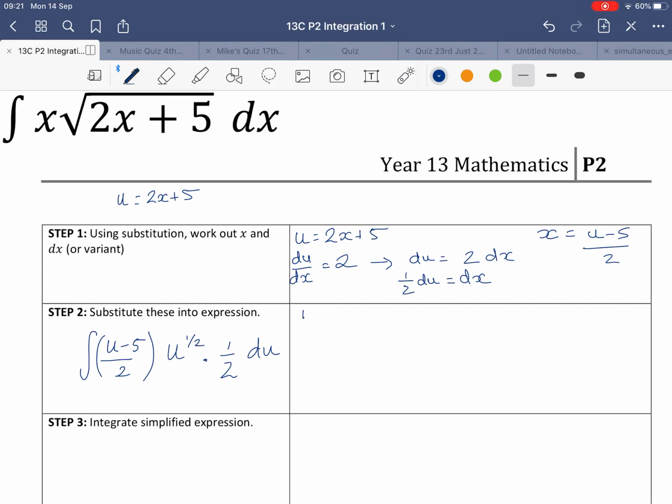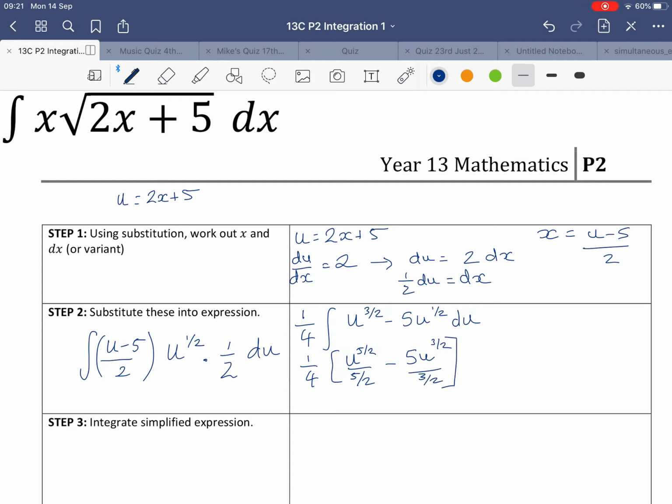So I've got a quarter, which I'm going to take on the outside. That's from this half here and this half here. So a quarter times the integral of u times u to the half, which is u to the 3 over 2, minus 5u to the half, du. And what we've got now is something really nice and easy to integrate. So it's a quarter times u to the 5 over 2 over 5 over 2, minus 5u to the 3 over 2 over 3 over 2.